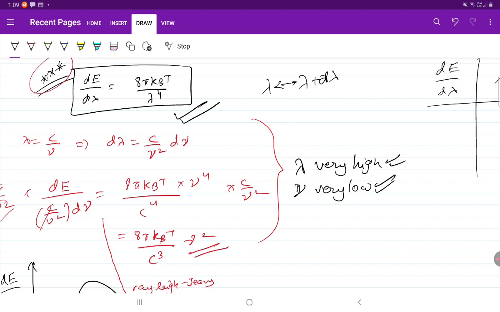So these are a few possible questions they can ask, and even after finding the relation with lambda, they will finally ask you to find a relation in frequency, and then they will just write that this is actually a failure, and they will enter into Planck's theory.